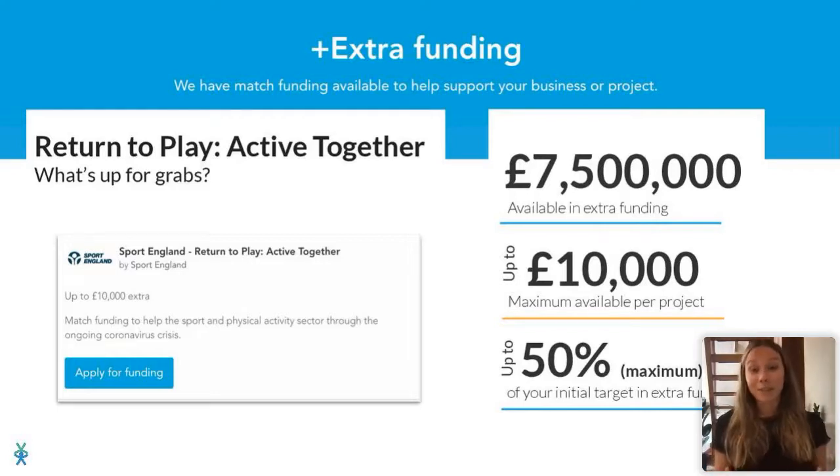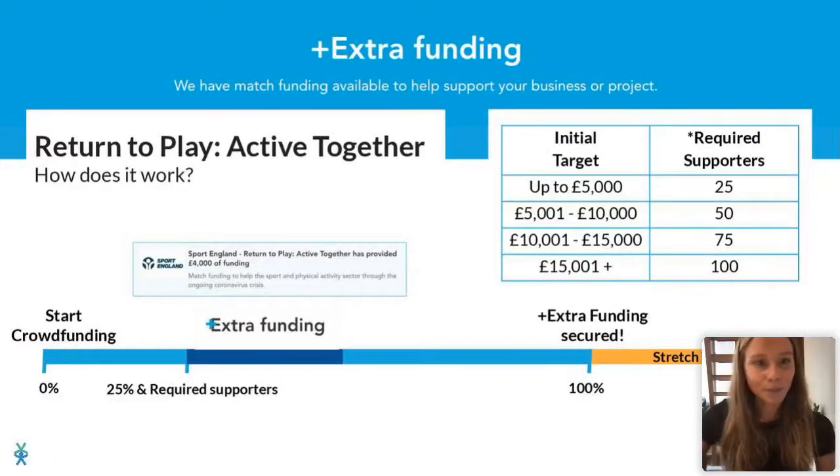Each club can receive a maximum of £10,000 or a maximum of 50% of your project targets. This will vary depending on IMD decile. So if you're in a more affluent area, you may get around the 30 to 40%. And if you're in a more deprived area, that will be boosted up closer towards the 50% mark. So let me show you how that works.